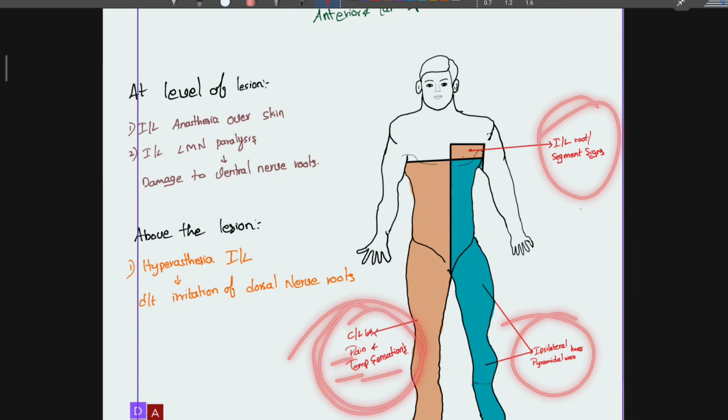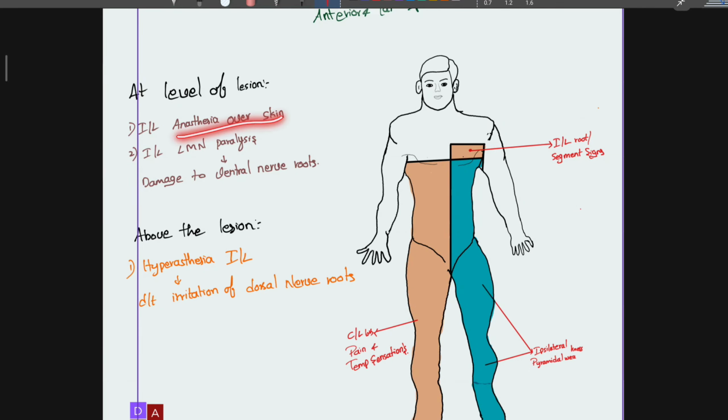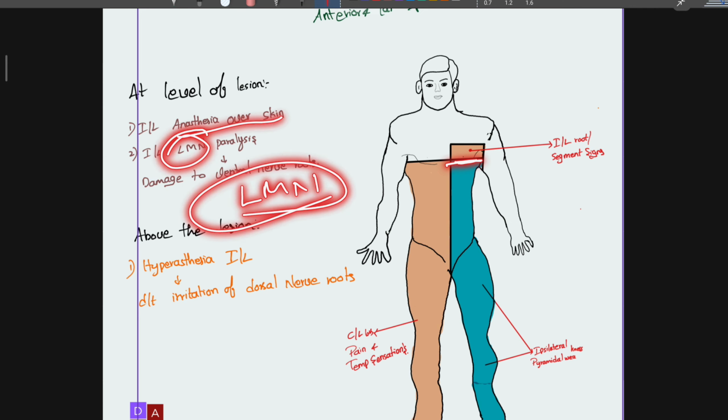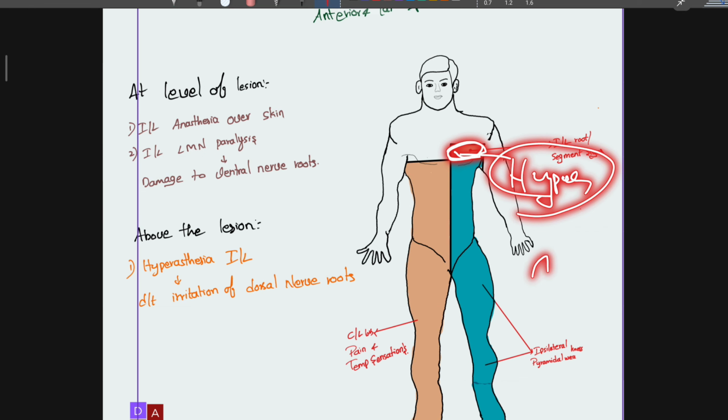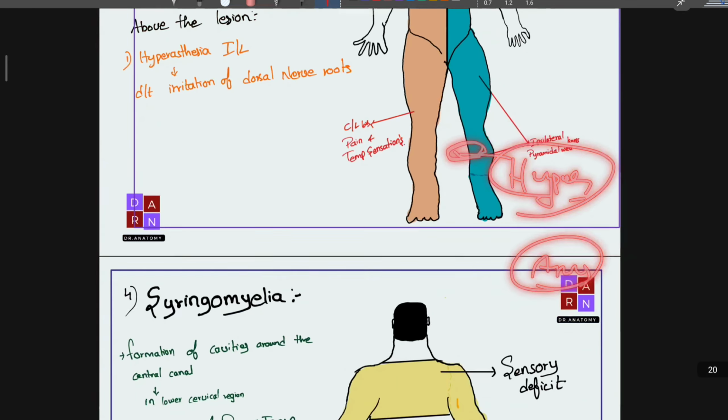At the level of the lesion, you will see anesthesia, sensations over the skin are gone, and ipsilateral lower motor neuron paralysis, due to damage to the ventral nerve roots. Above the level of lesion, you will see hyperesthesia, the opposite word of anesthesia. Hyperesthesia is due to irritation of the dorsal nerve roots.